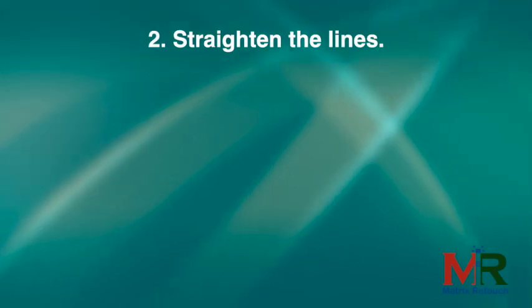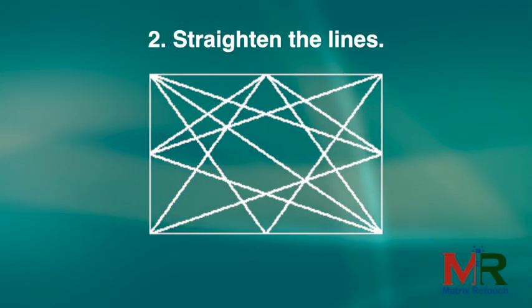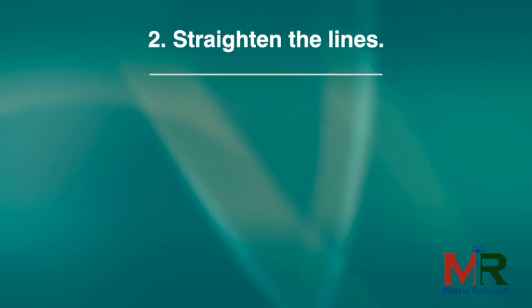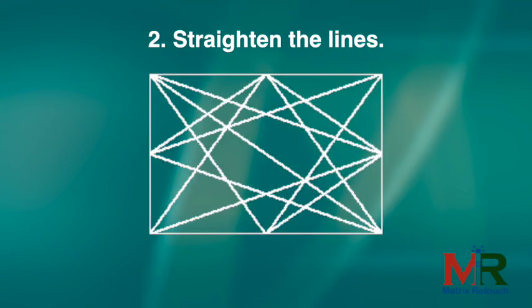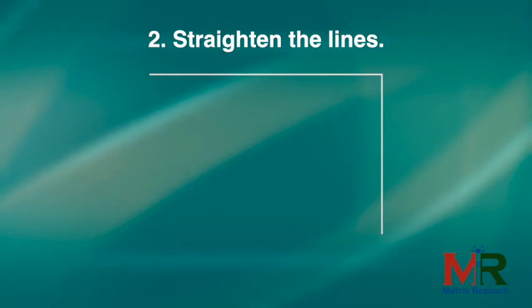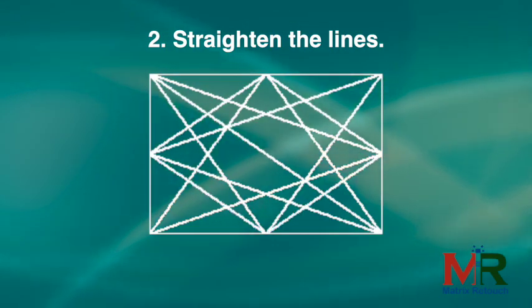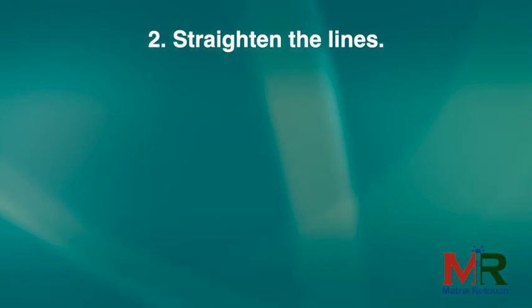2. Straighten the lines. When shooting properties, you need to be extra careful with your lines. You need to make sure that these are straight and not bent in some way.